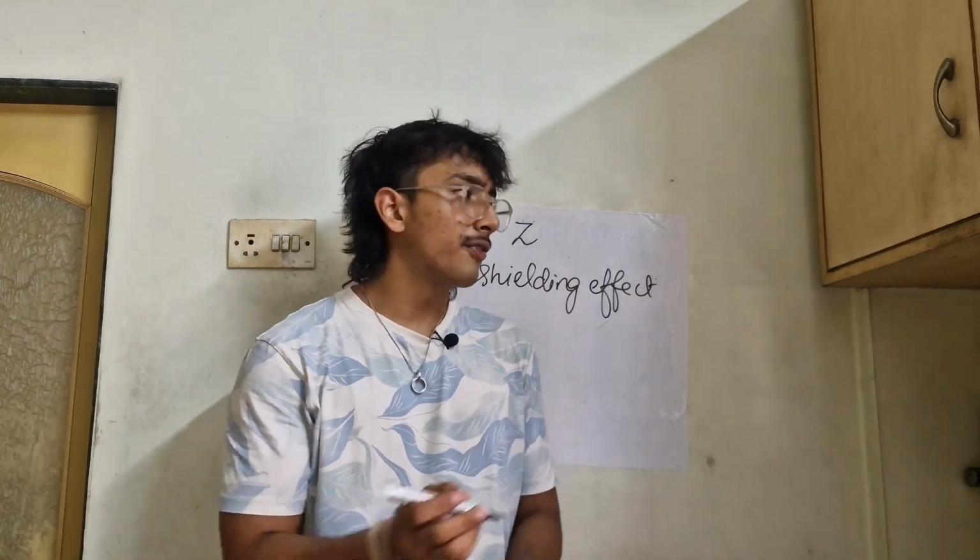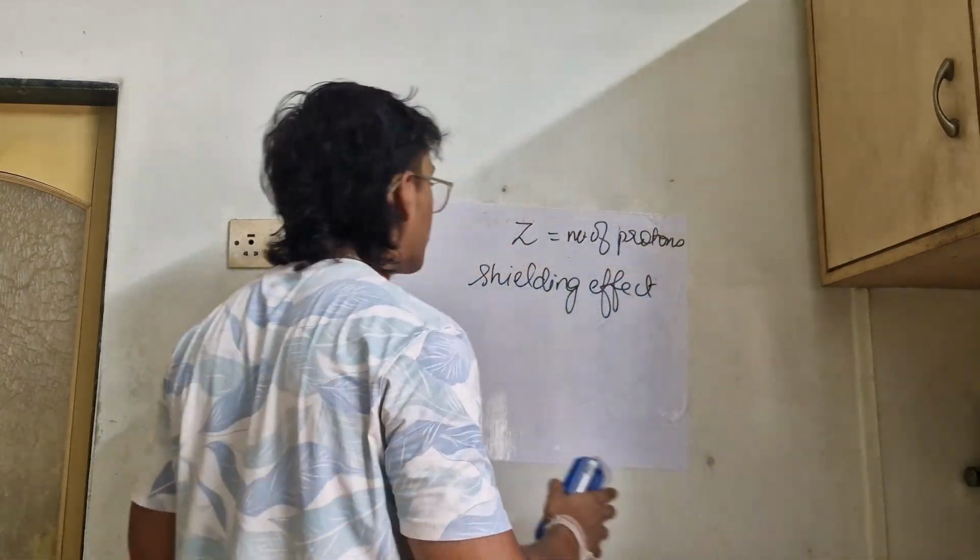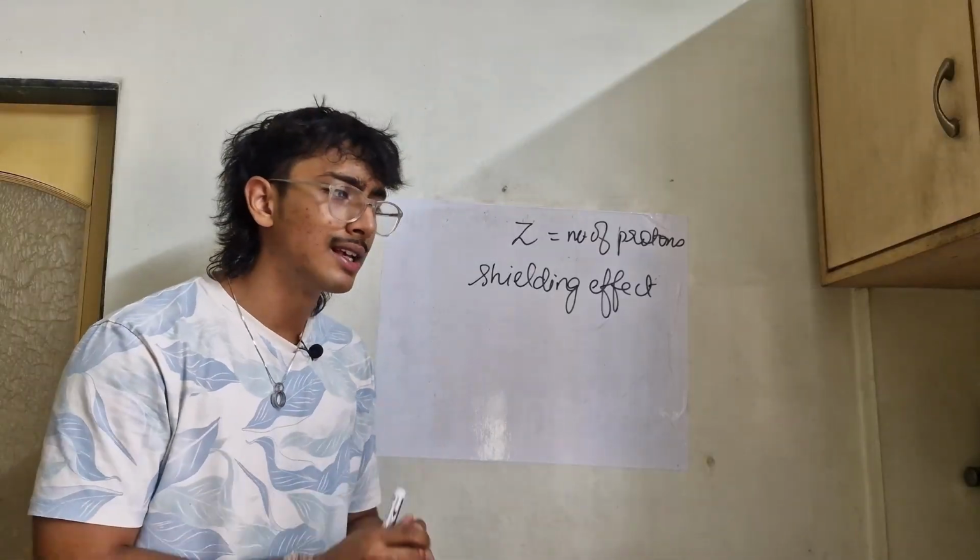So nuclear charge is of course the number of protons. Each proton has a specific charge that it possesses. So the more protons, the more the electrons are going to be pulled towards the nucleus. That's logical.